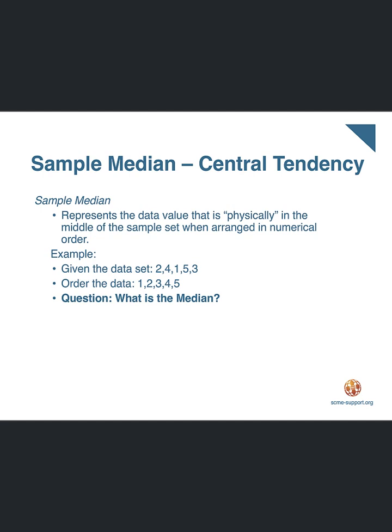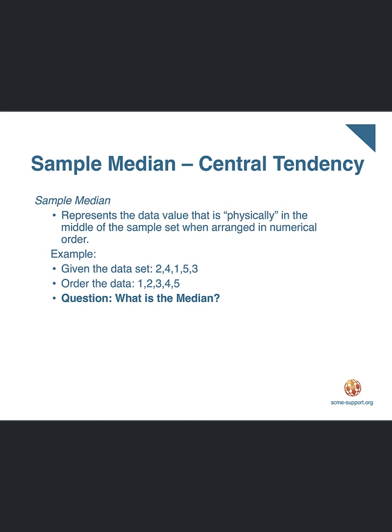One set of calculations involved in SPC identifies the central tendency of the sample data. The term central tendency basically refers to the way in which data tend to cluster around a particular value. Statistics used in SPC that measure central tendency are the sample median and mean. The sample median represents the data value that is physically in the middle of the sample set when arranged in numerical order, or the middle value that separates the higher half from the lower half of the dataset.